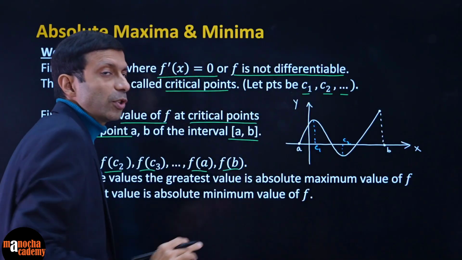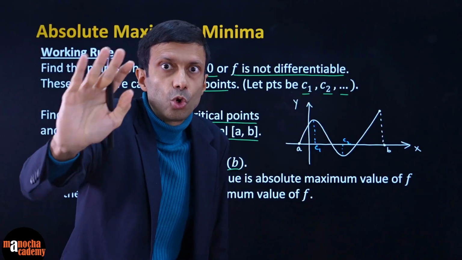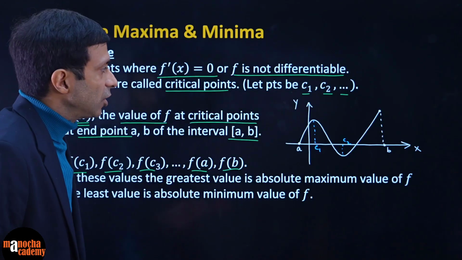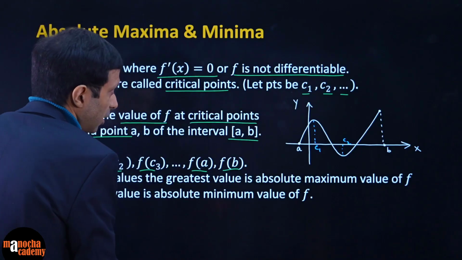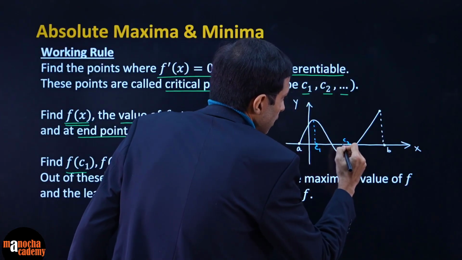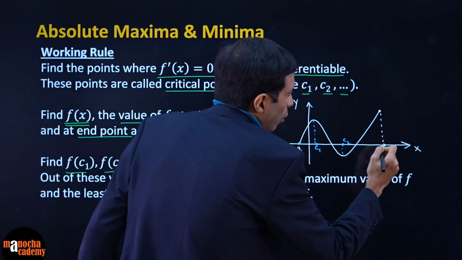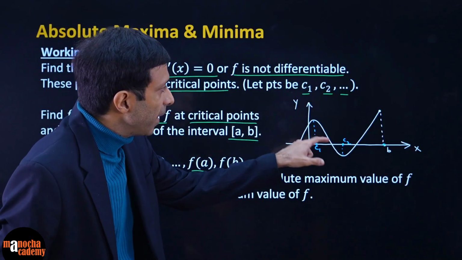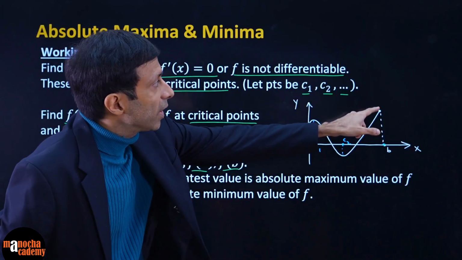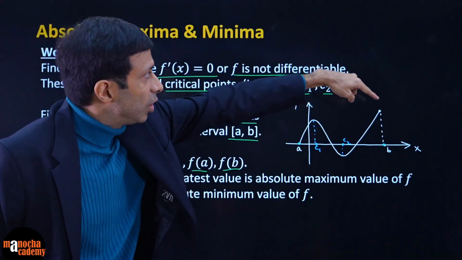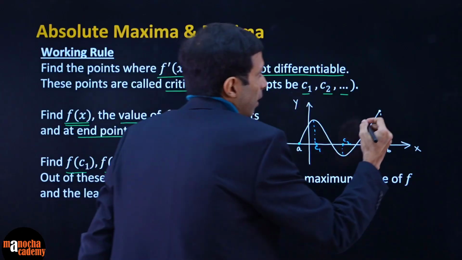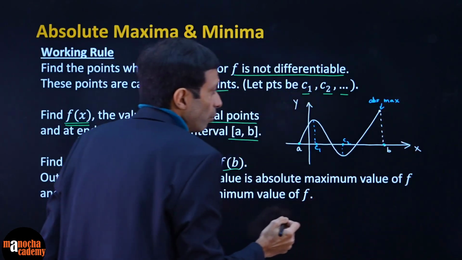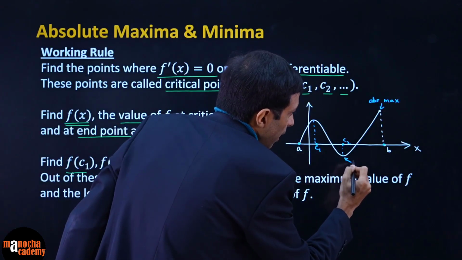So does that mean these are the absolute maxima and minima? No, don't assume that. Rather, you go for testing all the points. Which points is it asking you to test? C1, C2 and the end points. Don't forget the extreme points A and B. And you'll realize why. This is a maxima, this is a minima, but at B you can see it takes on a higher value. So this becomes your absolute maxima, and from this graph it looks like this will become our absolute minima.